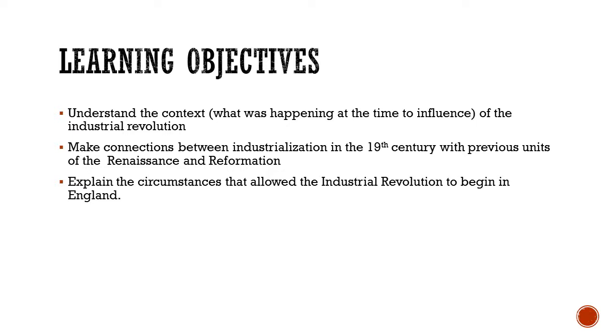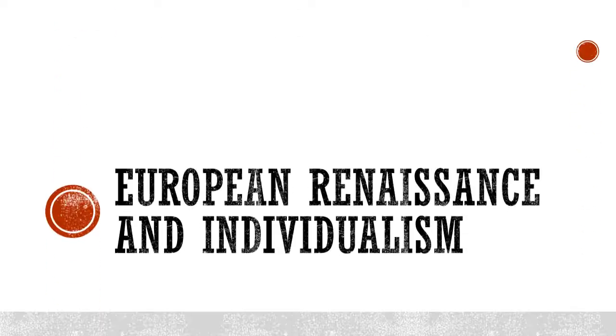I know you thought you were done with it, but it is time to dust off some of those Renaissance and Reformation notes because you will be using it. And then finally, explain the circumstances that allowed the Industrial Revolution to begin in England. So we're going to pull all of this together to try to understand what's really going on in the Industrial Revolution. And we need to have this information before we start looking at the revolution itself.